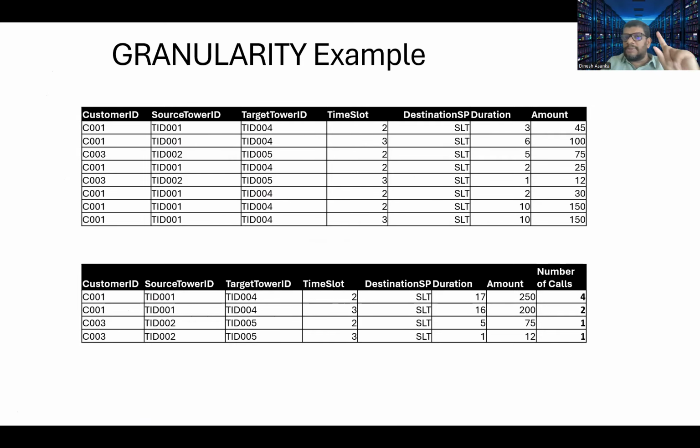Remember, I'm not talking about storage here. Storage is not a major concern in data warehousing, at least in this era. We are looking at performance. And if you look at their business scenario, it is to analyze the tower loads. Their business scenario is not to send detailed bills.